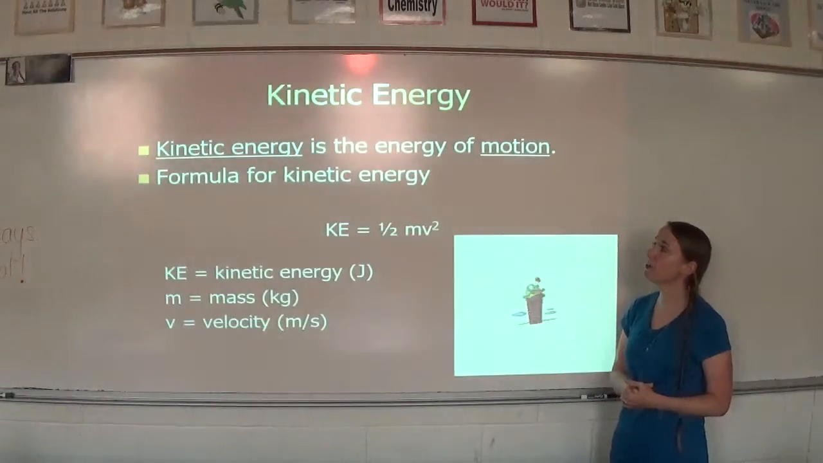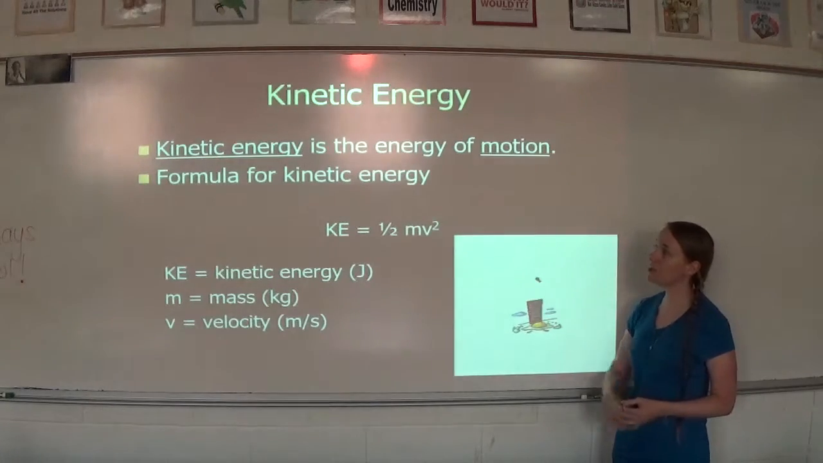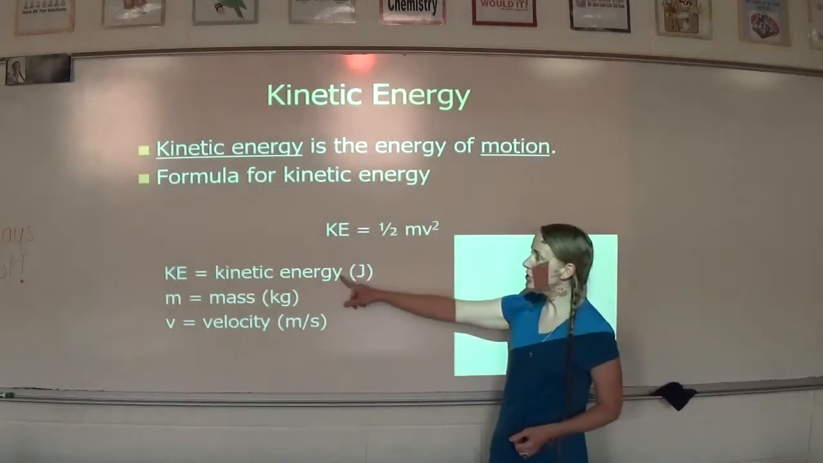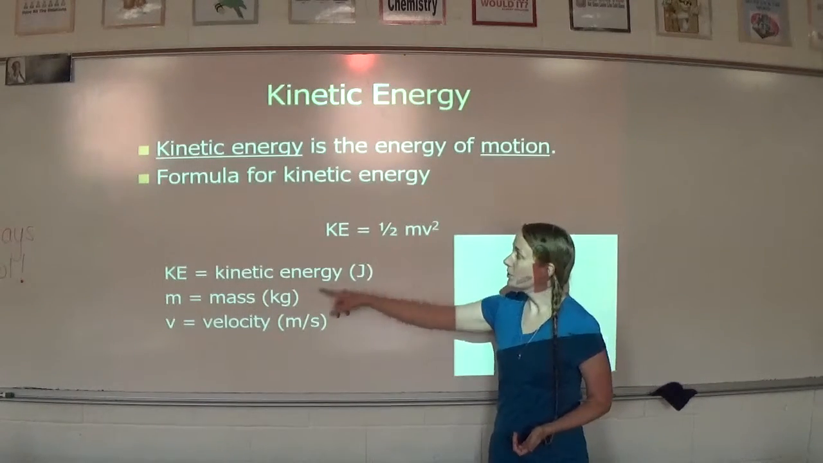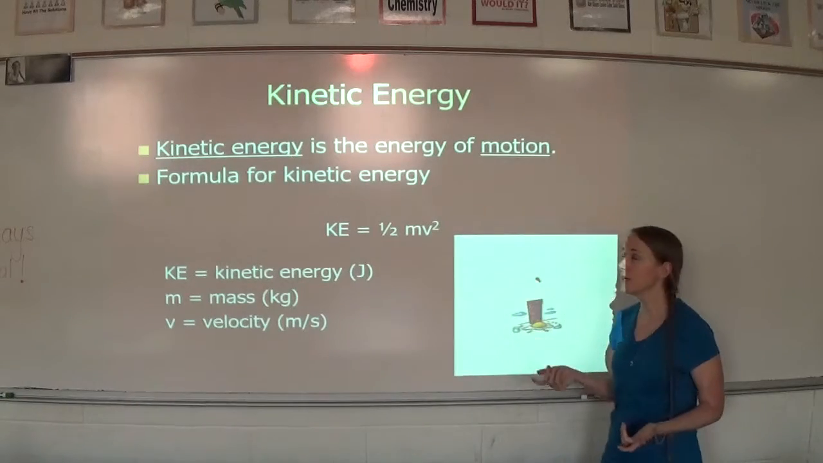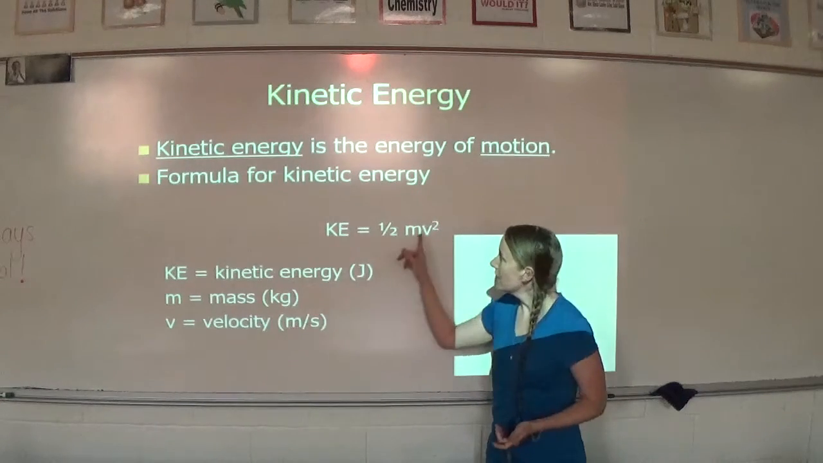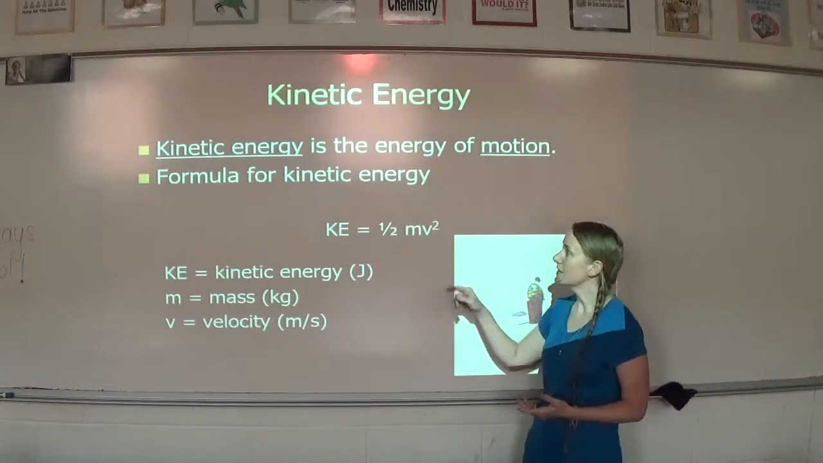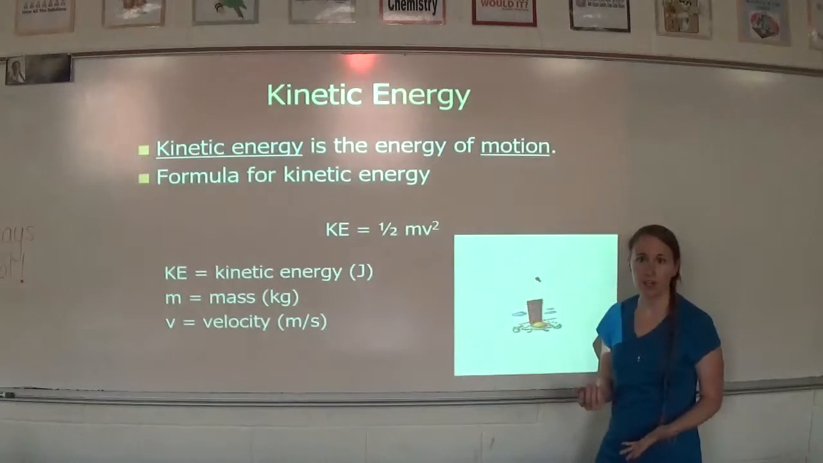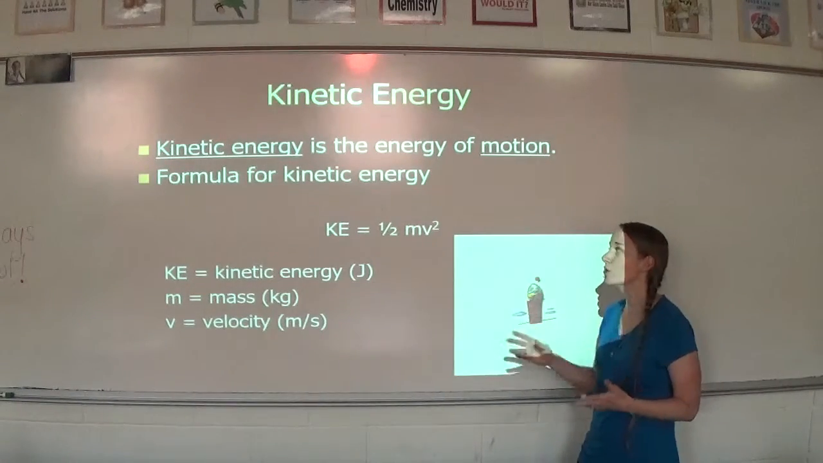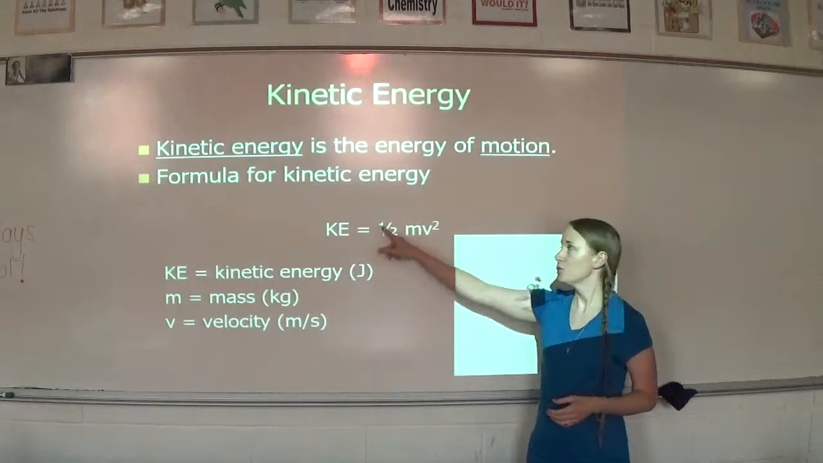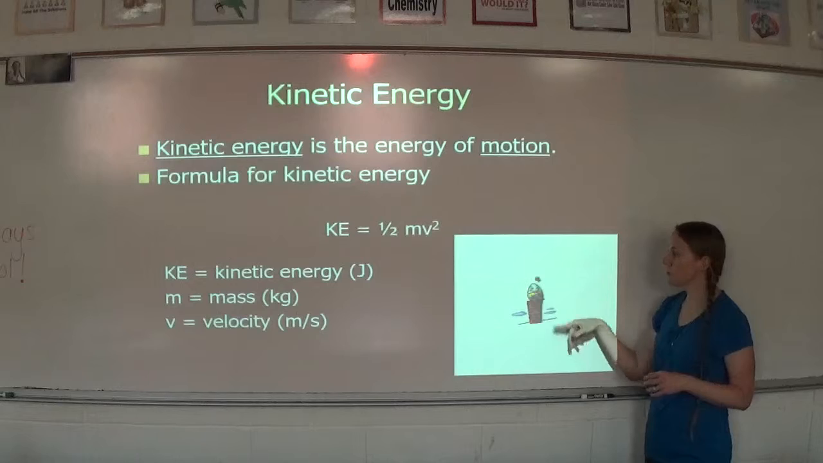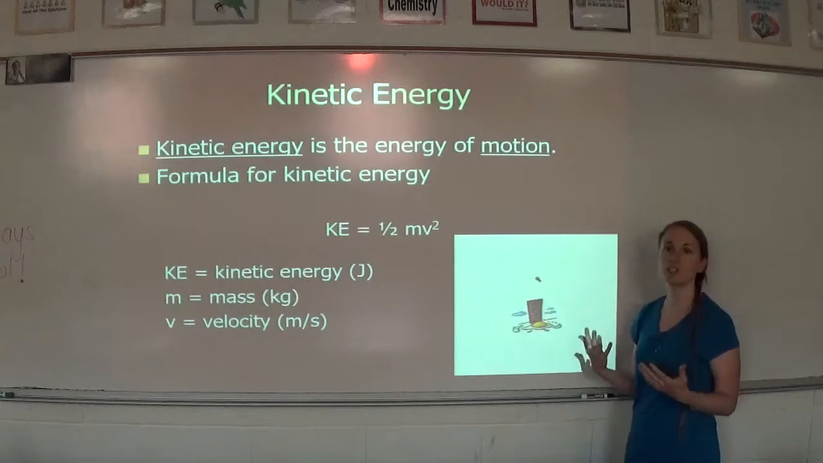Kinetic energy is the energy of motion, and the formula for kinetic energy is KE equals 1/2 mv squared. Where KE is kinetic energy, in joules, m is mass, in kilograms, and v is velocity, in meters per second. The thing you need to realize is that only the v is squared. So when you're putting it in your calculator, don't square the whole thing. It's 1/2 times m times v squared. It's the energy of motion, so as something is moving, its kinetic energy is changing.